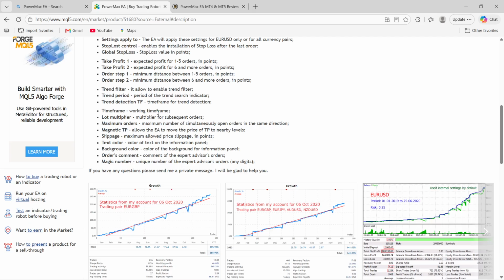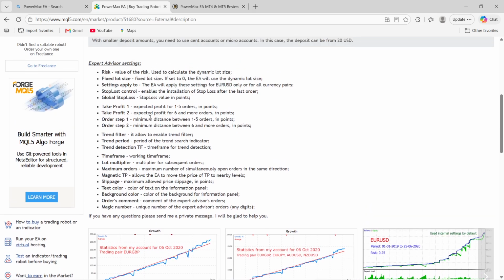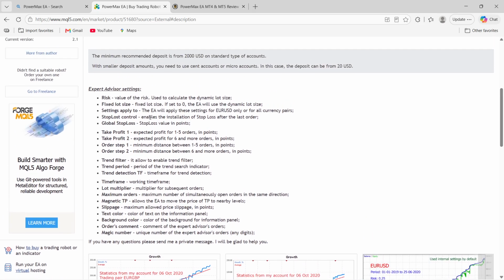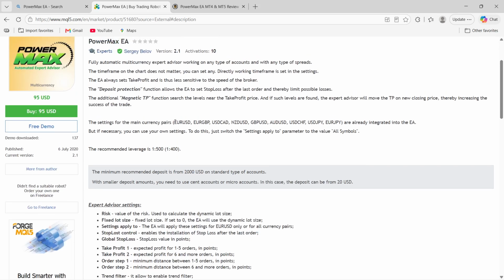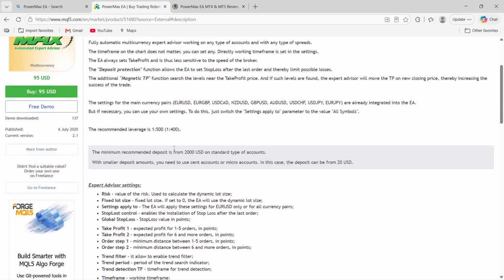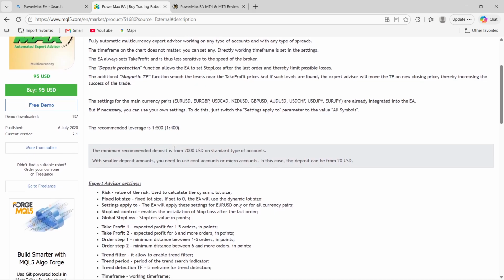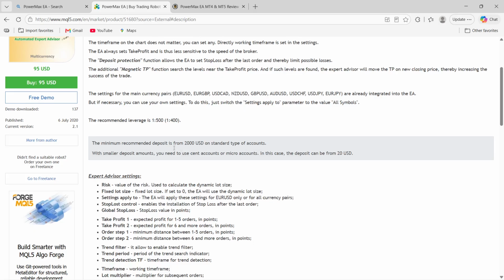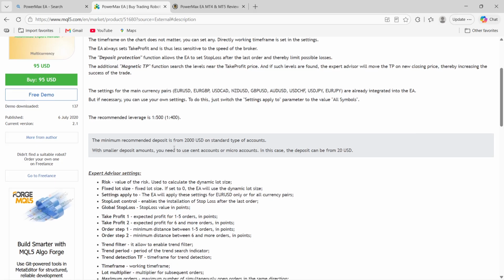Built-in presets for pairs like EUR/USD, GBP/USD, USD/JPY, AUD/USD, and a few others. You can see most of them over here. Recommended starting deposits are around $2,000, 1000 USD on standard accounts, or 20 USD on cents, with 1:500 leverage suggested.